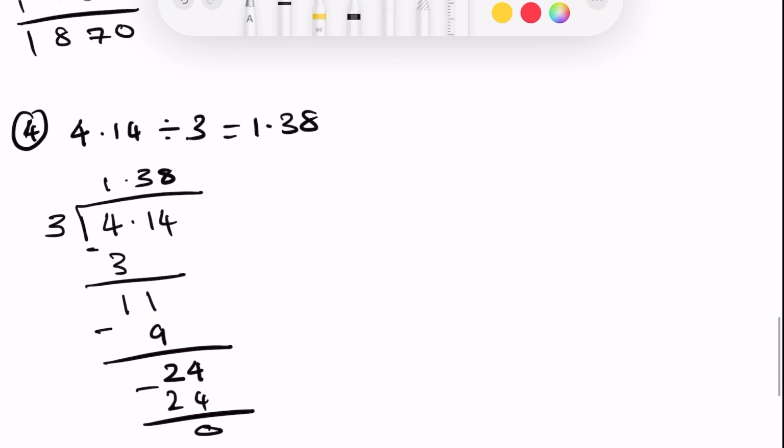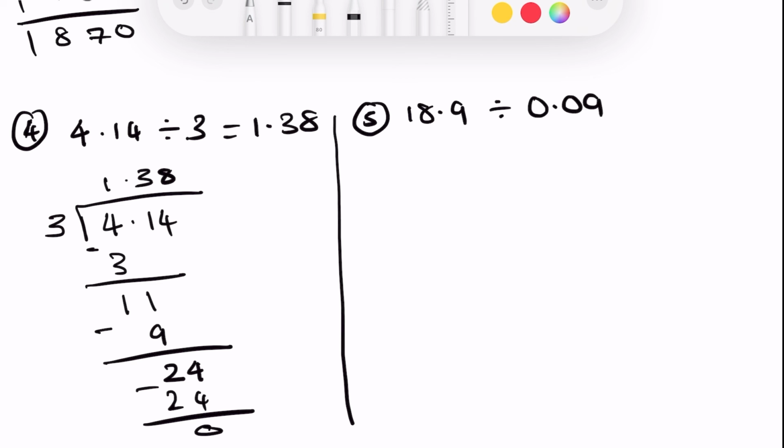Now, if we look at a different example of 18.9 divided by 0.09, I actually want you to attempt this on your own because you should kind of know what to do here already based on some of the other things that we've looked at. So yes, please pause here, have a go, and then come back and check together.